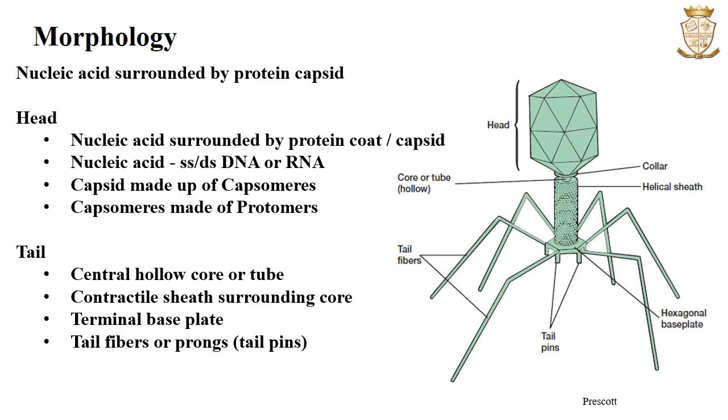So the tail is composed of a hollow core or tube surrounded by a contractile sheath. There is a terminal base plate, and there are tail fibers and tail pins or prongs. These tail fibers or prongs help the phage to bind to the specific receptor sites on the bacterial surface during phage replication.